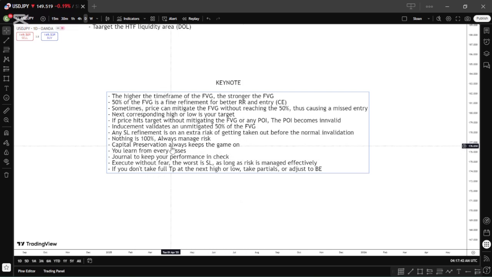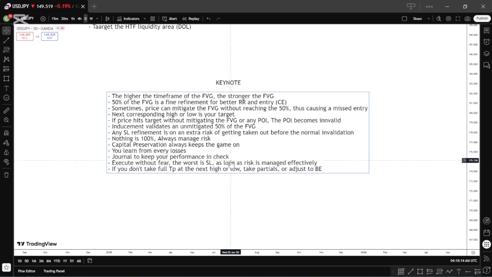Capital preservation always keeps the game on. Preserve your capital by all means. Even if you take a loss, take a small percentage of your capital. Don't lose everything. Don't over leverage. Don't over risk. You learn from every loss, which is actually true. If you take a loss, go back, refine, check what you did, what happened, what the market did, how you were swept out, and you find out the lessons that particular setup has for you.